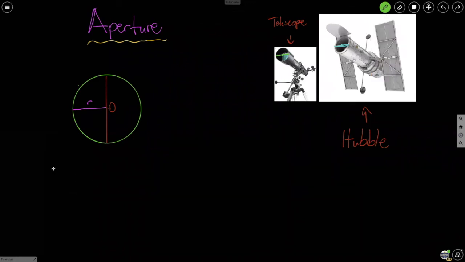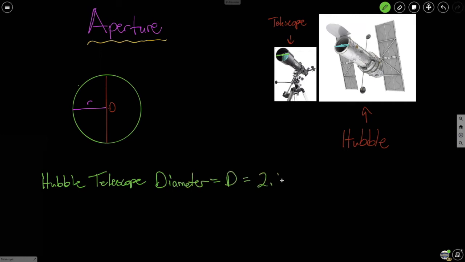So they give us the Hubble telescope, which has a diameter, or D, of 2.4 meters. If you don't know what a meter is, if you take your arm and extend it from left to right, it's about three of those. So that's just how wide this aperture is, or the diameter of the Hubble telescope.